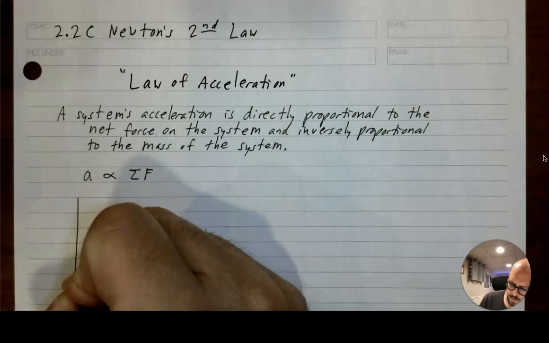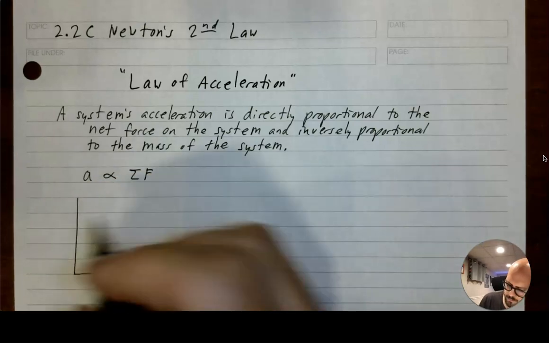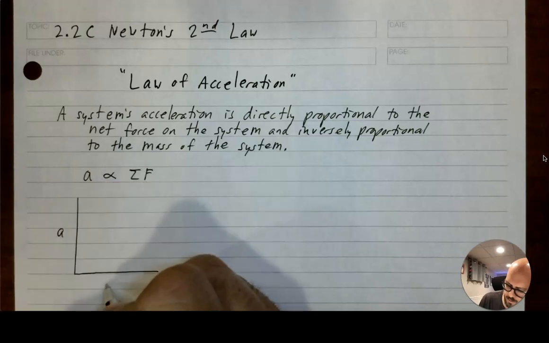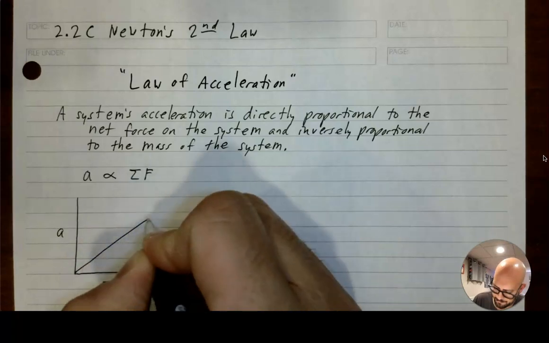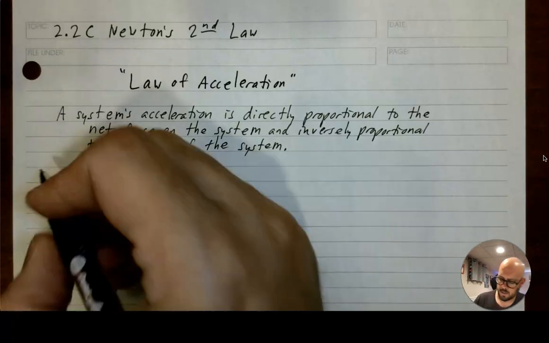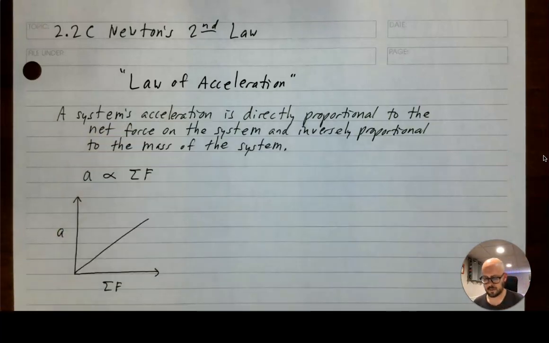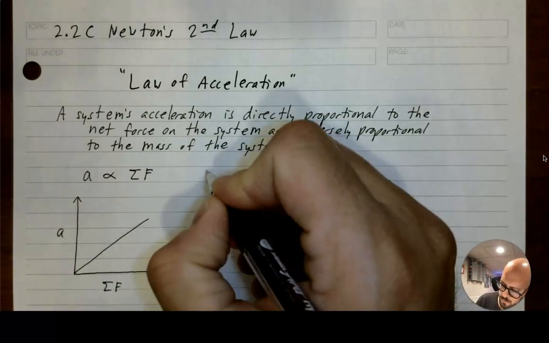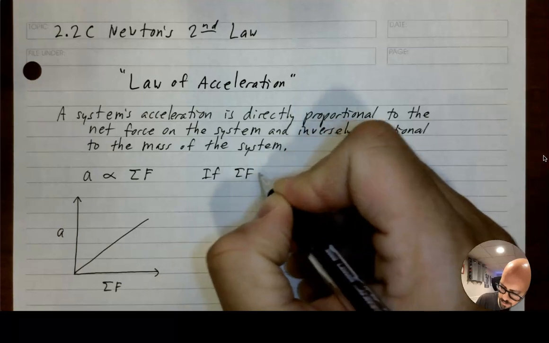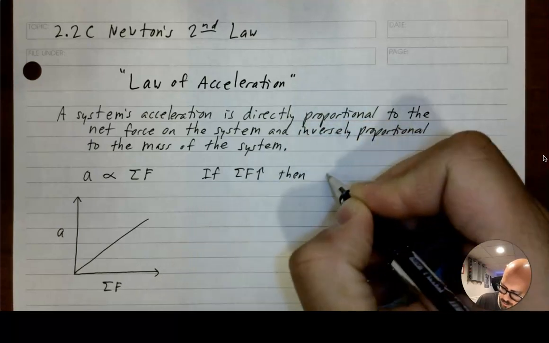What that means, and what you've seen in your lab by now, is that if you graph acceleration versus net force, you would get a straight line that passes through the origin. What a proportionality means is that if two things are proportional, then if one of them increases, the other increases. If one of them decreases, the other decreases. Any change in one is mirrored by the same change. So if the net force goes up, then the acceleration goes up.